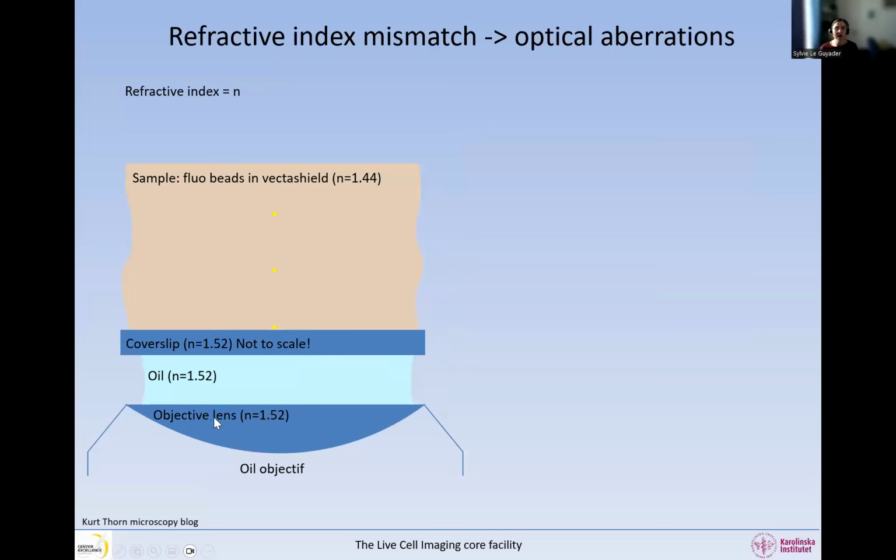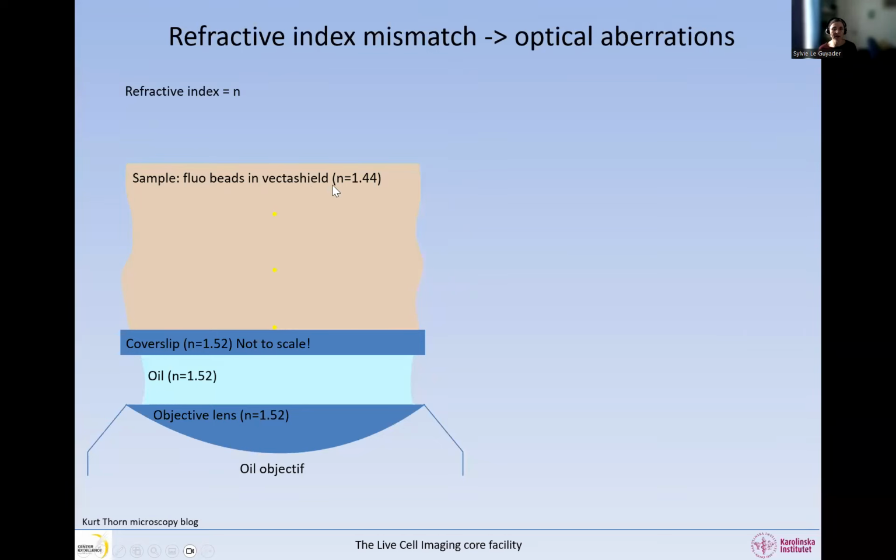So here what we have is an objective. And this is an inverted microscope, so you can see it because the objectives are pointing upwards and they are under the sample. This is our sample. So on the objective lens, we have some immersion medium, and this is an oil objective, so we have an oil immersion medium here. And then we have a cover slip, and then we have our sample. And our sample is fluorescent beads in a vector shield.